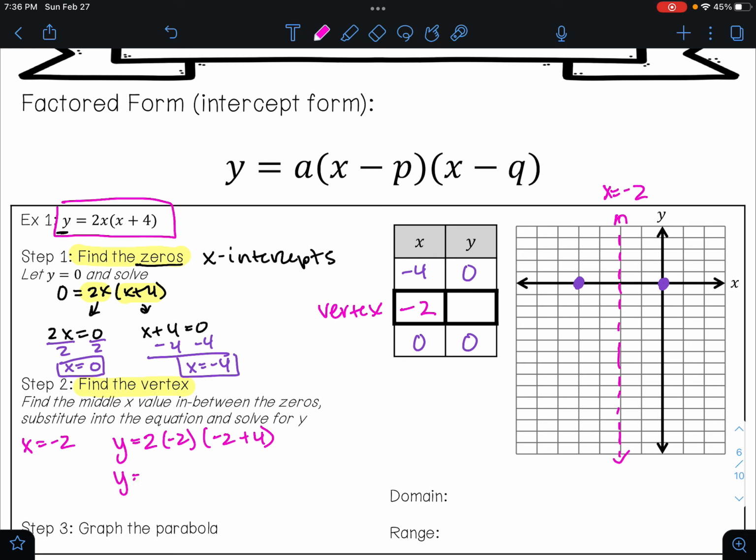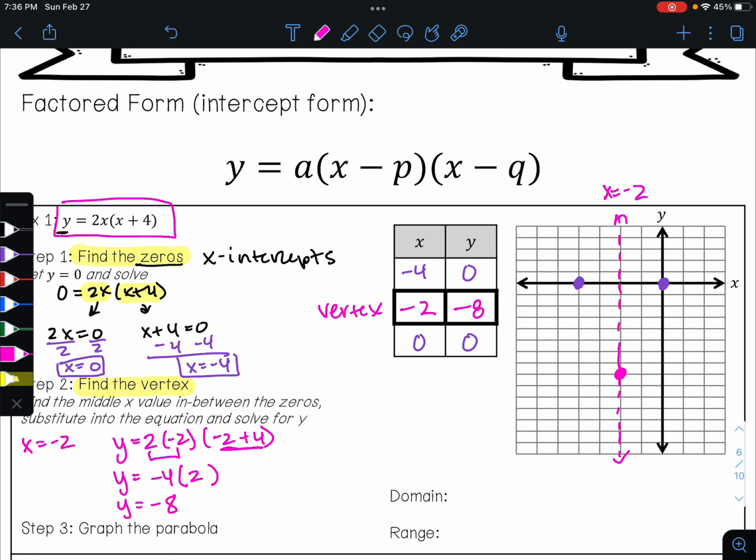So 2 times negative 2 is negative 4. And negative 2 plus 4 is 2. Negative 4 times 2 is negative 8. So that's this point right here. So let's see, 1, 2, 3, 4, 5, 6, 7, 8. That would be this point right here. Once you have those 3 points, you can go ahead and graph your parabola. So this would look like this.